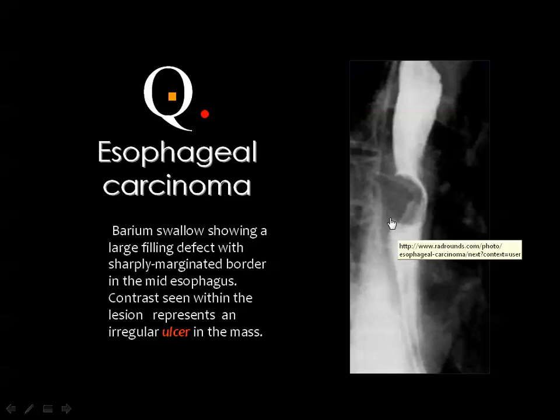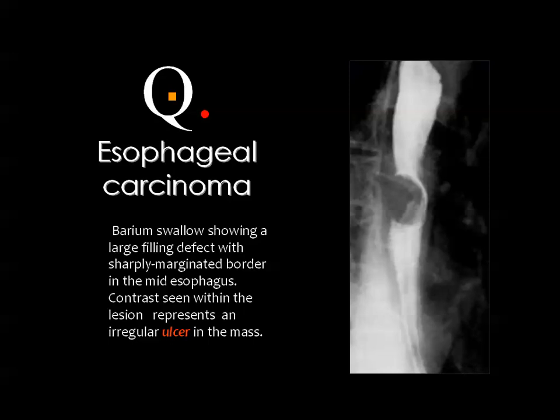Then if you see a lesion like this, and also you can see this fleck of barium which represents an ulcer on the surface of the tumor, you should know that leiomyoma almost never ulcerates. Leiomyoma, according to the literature, almost never ulcerates.